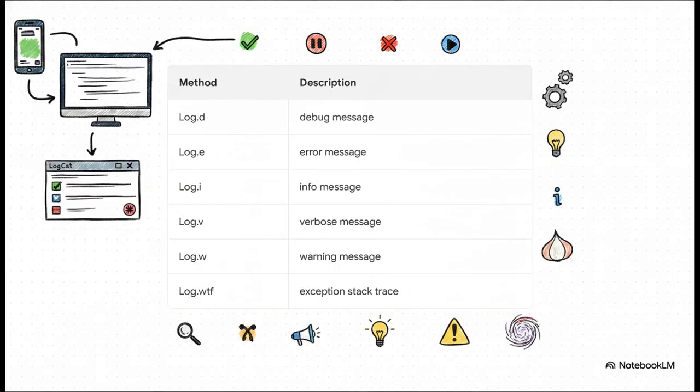Now, as you're coding, all these state changes are happening invisibly in the background. To actually track them, you're going to use Android Studio's Logcat console. It's a brilliantly simple tool.